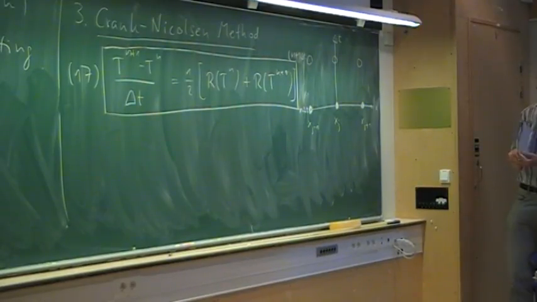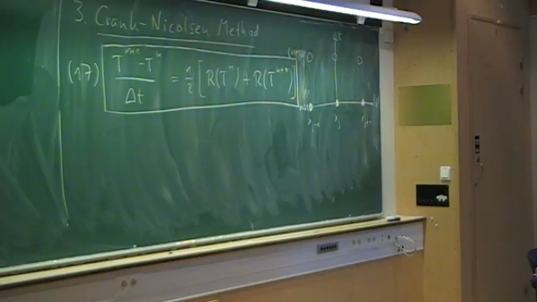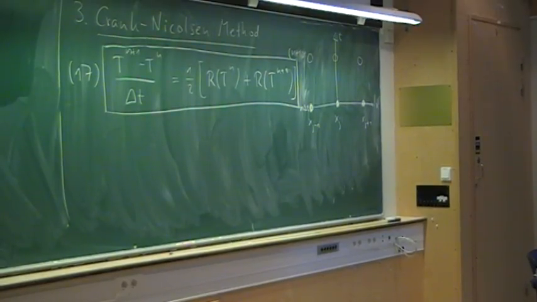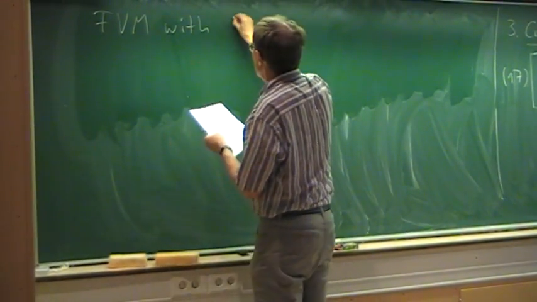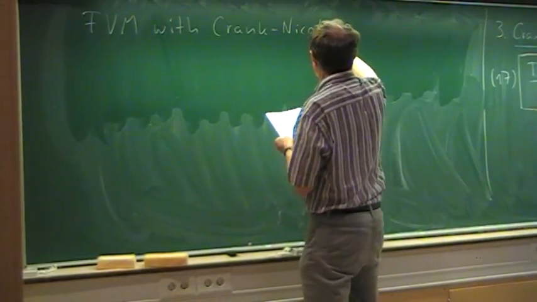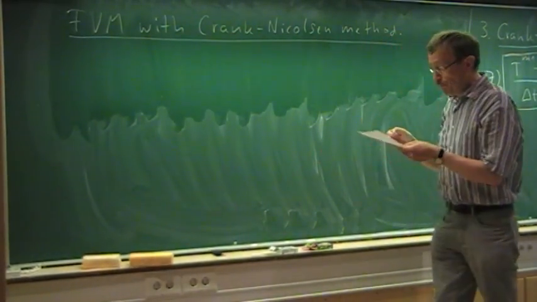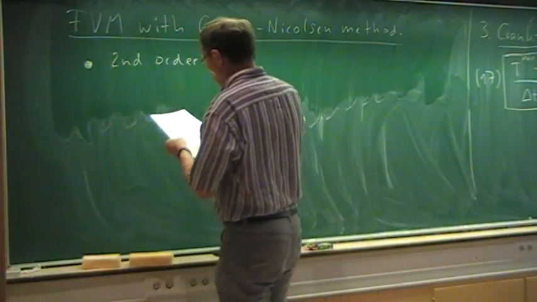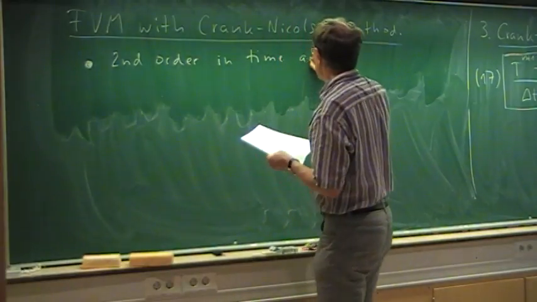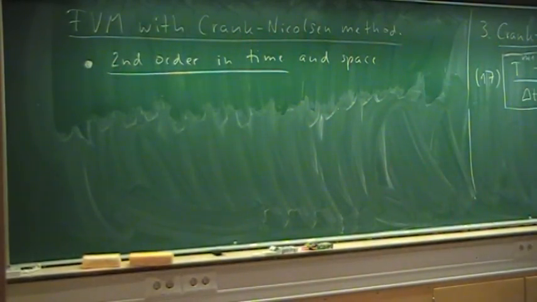So what are the properties of the Crank-Nicolson method? Volume method solved with the Crank-Nicolson method in time. Regarding accuracy, we have now the nice property that the method is second order in time and space. Space we had already before, but all the other methods that we discussed so far, explicit and implicit Euler, were only first order in time, but this method is second order in time. That means it is more accurate.